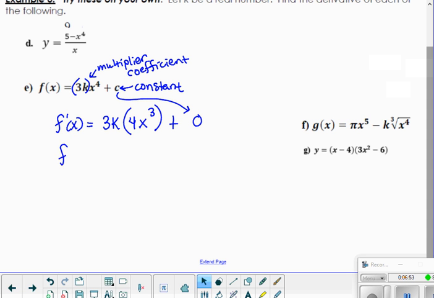All right, now let's summarize. We're going to have 3 times 4 gives us 12, order of operations, right? Or order of multiplication can be reorganized. So we get 12k x to the third, final answer.